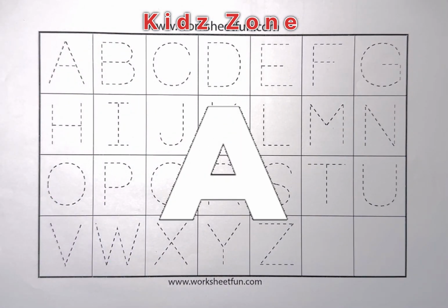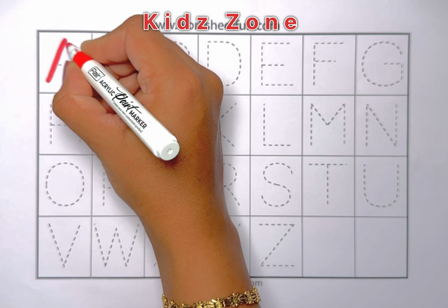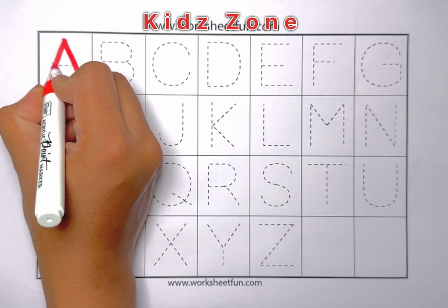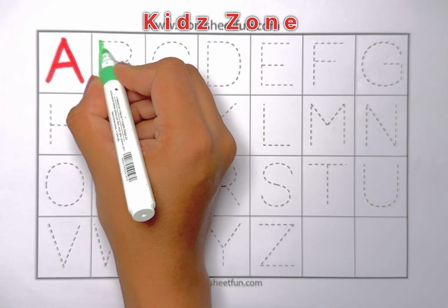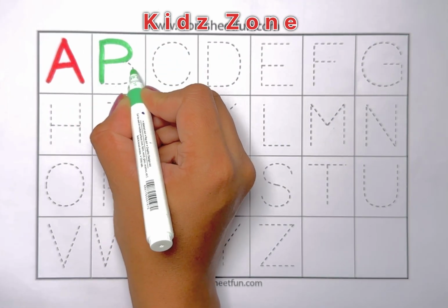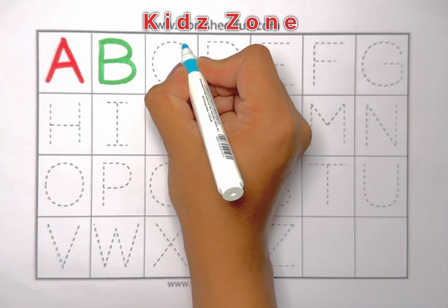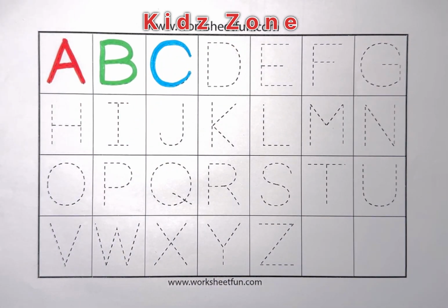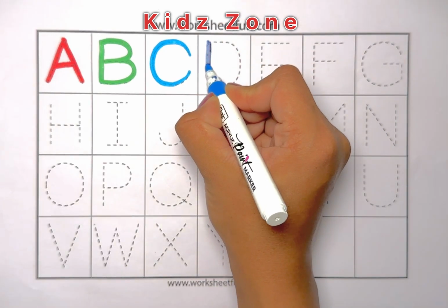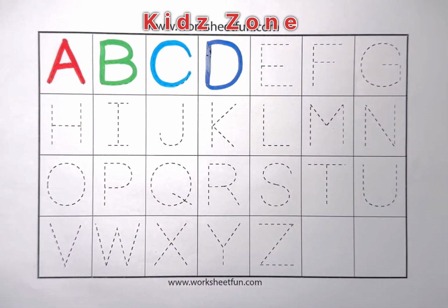Now let's learn some alphabet. A for apple. B for ball. C for cat. D for dog.